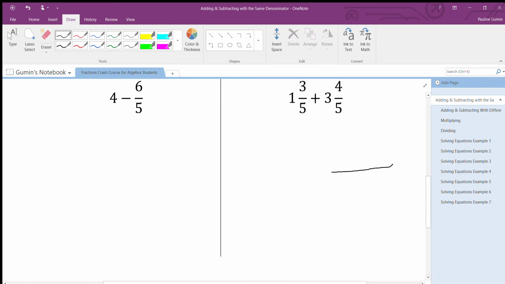Okay, well, how did that line end up there? Let's get it away. Okay. On the left-hand side, you should see a problem that has a whole number in it. Let's see what we do about that.